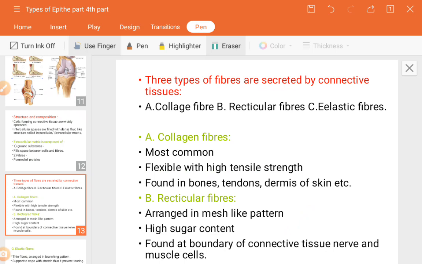Next, the reticular fibers are arranged in a mesh-like structure. Mesh means a net-like structure, with high sugar content. It consists of a high concentration of sugar, and it is found at the boundary of connective tissue, nerve and muscle cells. See guys, reticular fibers are found at the boundary, where the end of that portion takes place. So there the connective tissues, the nerve and the muscle cells are present.